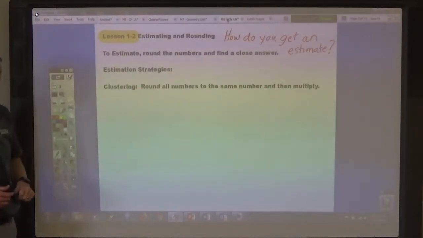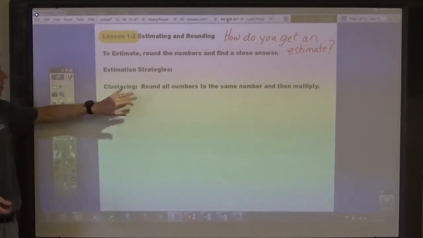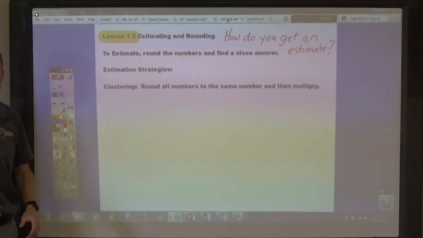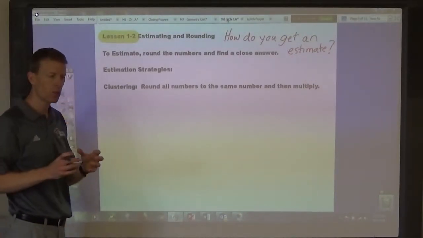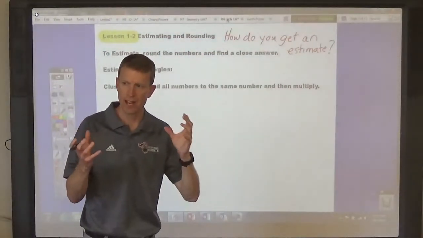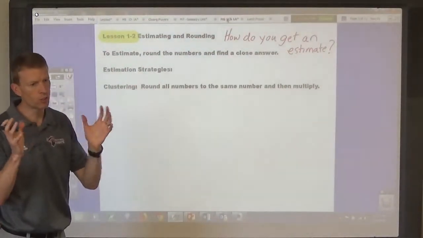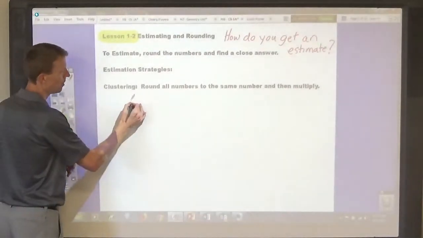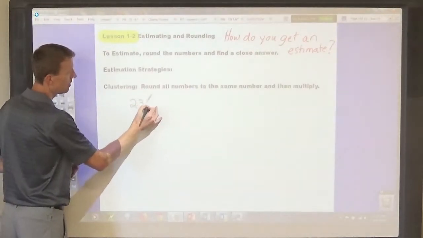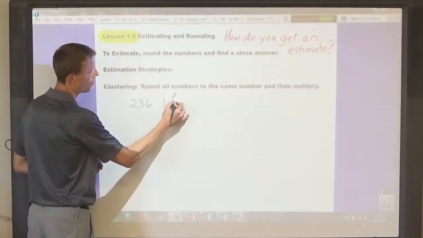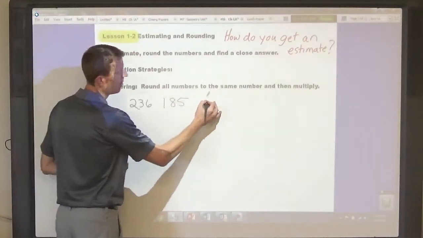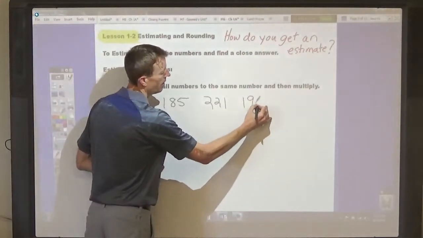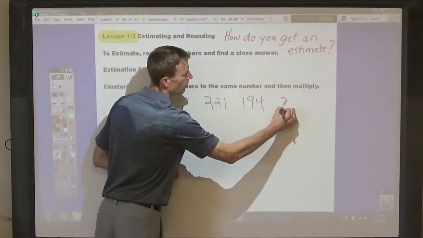So here are some strategies that we're going to talk about. The first one is clustering. Highlight that word, clustering. Clustering is when you have a group of numbers that are all close to the same kind of number. So for example, let's say that we have 236, 185, 221, 194, and 210.